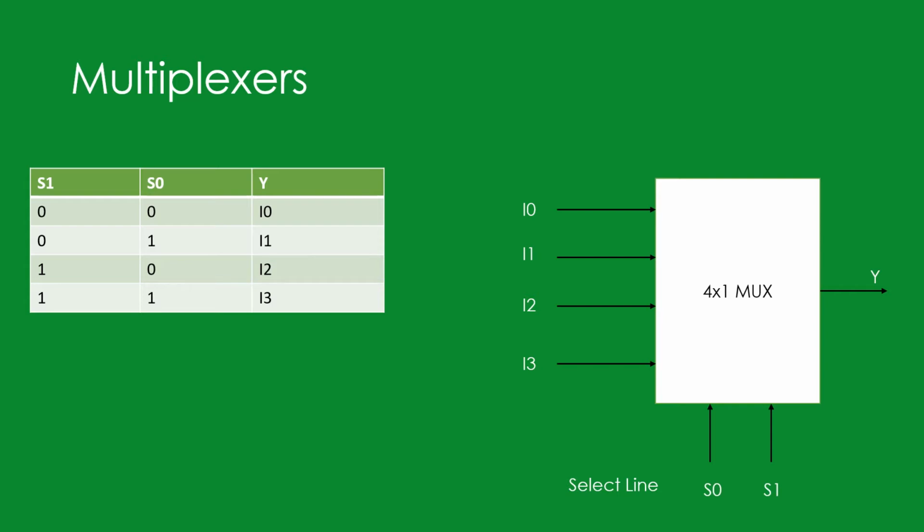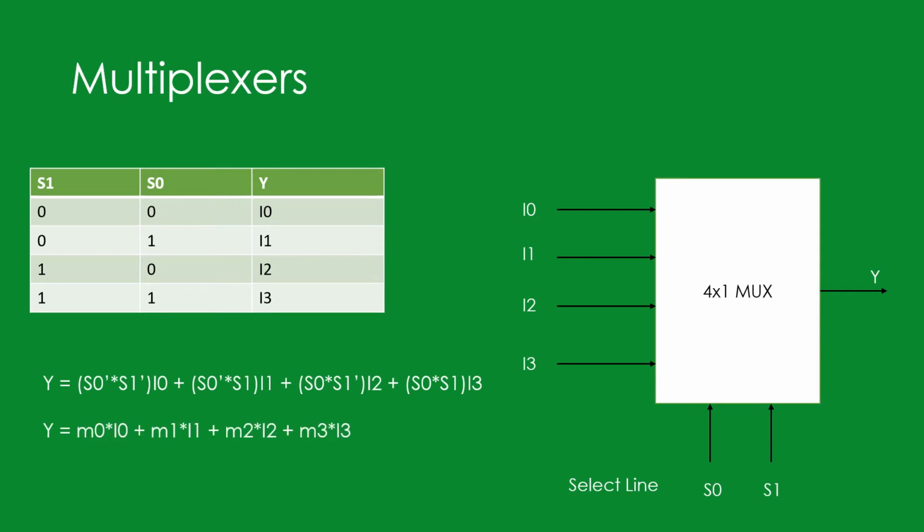From this table, you could even come up with a Boolean expression for the multiplexer, which will be helpful when solving circuits that use a multiplexer. The expression is just every minterm ANDed with the corresponding input. It's a very generic sum of product expression that we've seen before.